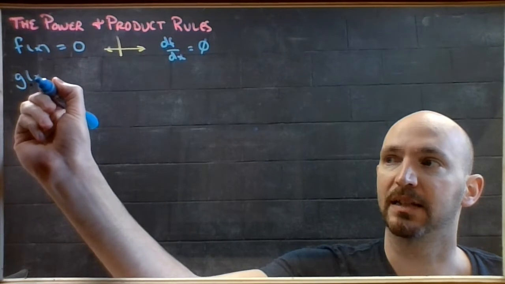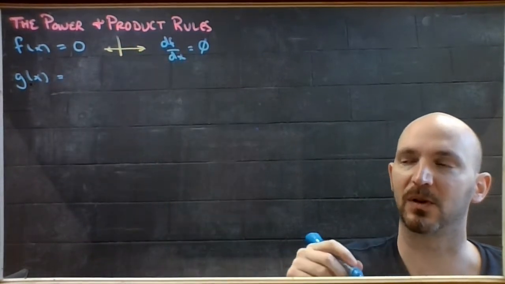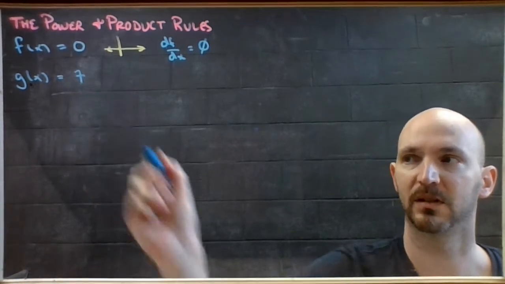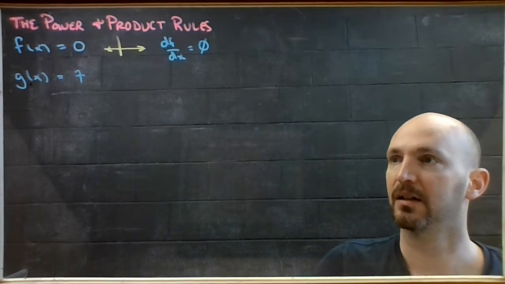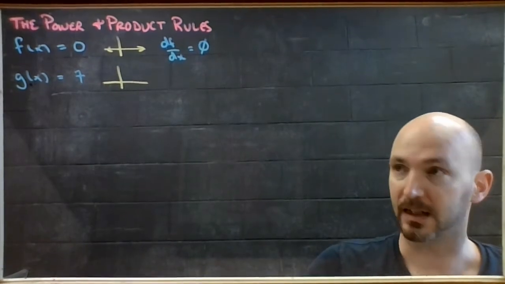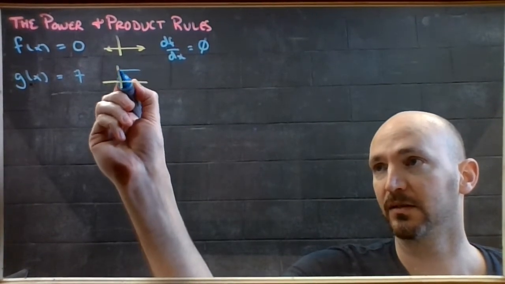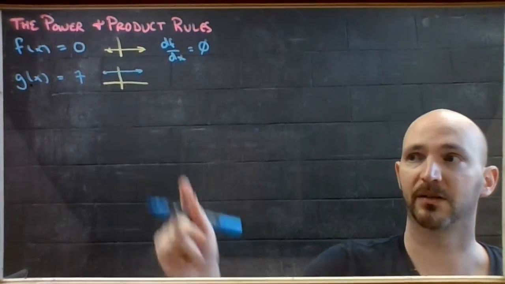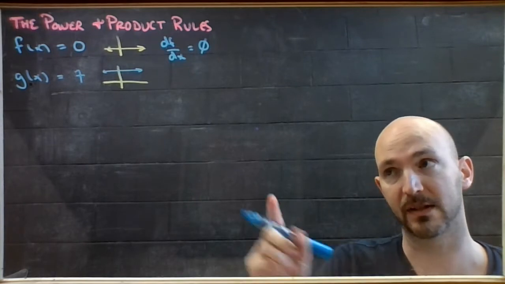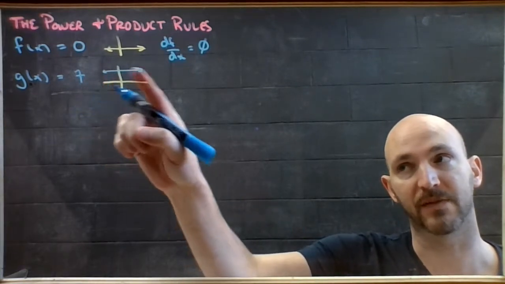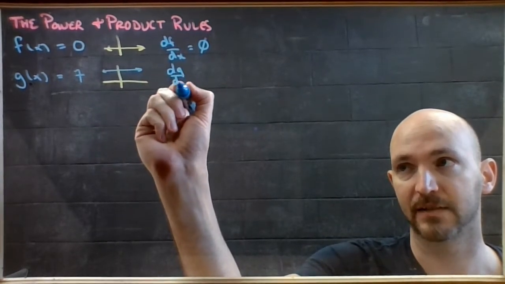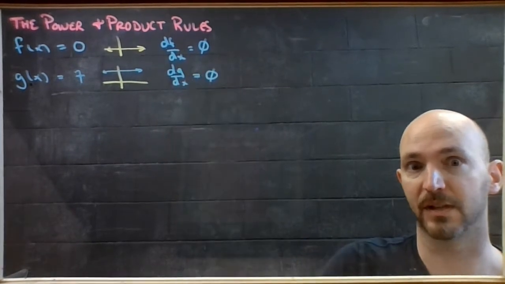The next least interesting function is if your function is a number. So I'm going to pick 7, just for no particular reason. 7 is a line that goes through 7 everywhere. So it doesn't matter what your x value is. The value of this function is 7. Now, if you notice, this number, or this function, is also flat. So its slope, dg dx, is also 0.